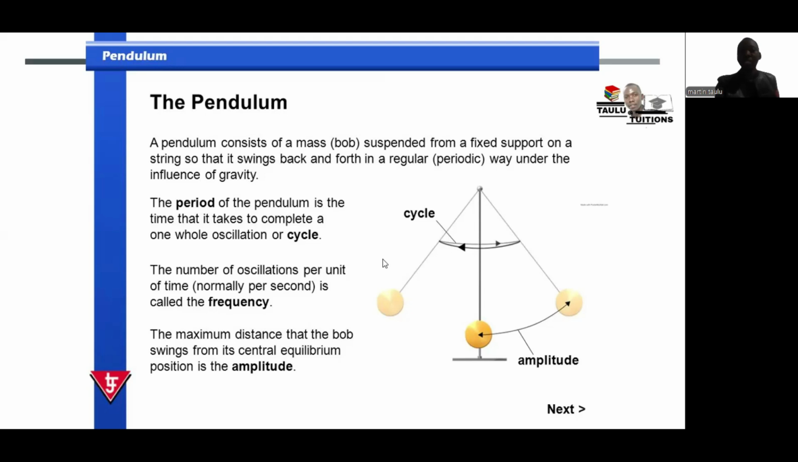And the last point there is the maximum distance. The maximum distance that the bulb swings from its central equilibrium position is called the amplitude. That is called the amplitude.